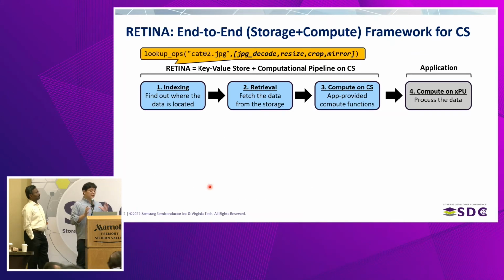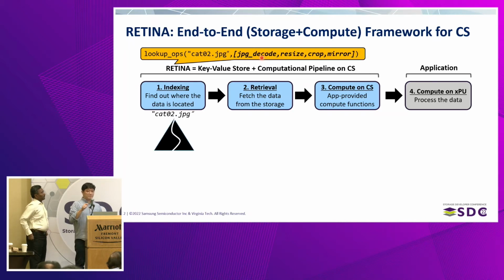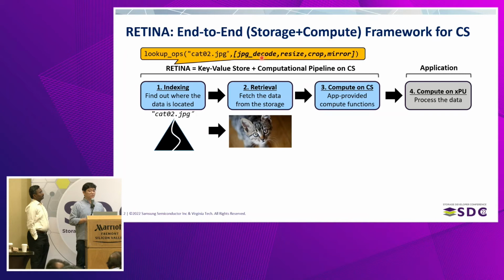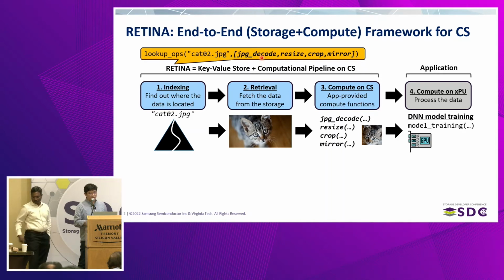And then, this is the final design, or the user's perspective of RETINA. So for example, instead of simply looking up cat0 to the JPEG, we are going to look up cat0 to the JPEG with some operations specified. So here in this case, we wanted to look up cat0 to the JPEG, and then perform JPEG decoding, resize, crop, and mirror operations. Then RETINA will look up the index and locate where the data is, and then perform the series of operations specified by the users dynamically, and then feed the computed result to the GPU, right?